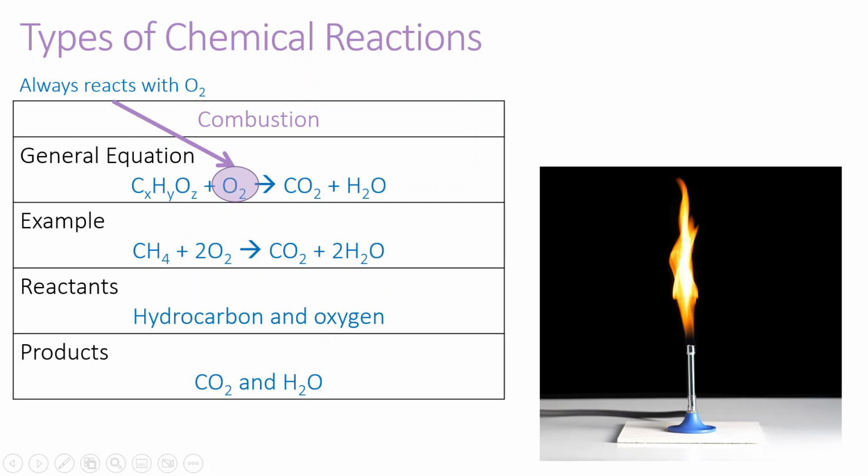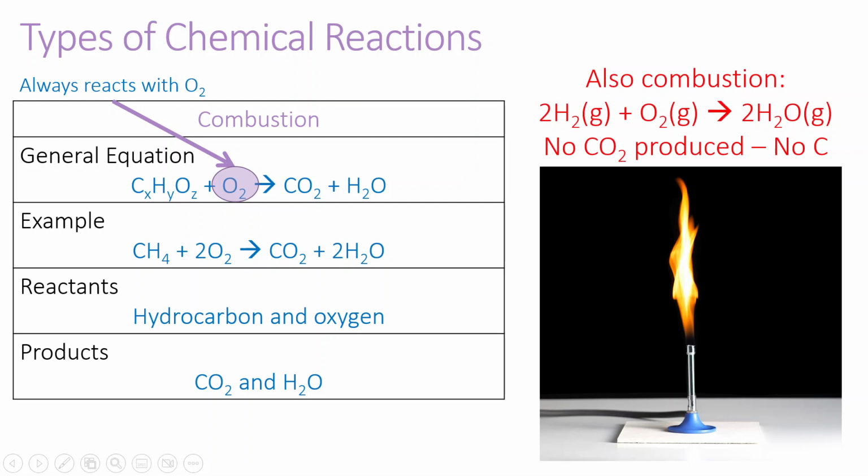I have hydrocarbon written as CxHyOz. Those can be different numbers, x, y, and z. That's just the general formula of a hydrocarbon. My products then are going to be carbon dioxide and water. Now there is an exception to every rule. So an example of a combustion reaction where we don't get any carbon dioxide is the combustion of hydrogen with oxygen to make water. So there's no carbon dioxide produced here because we didn't start out with anything that had carbon in it.